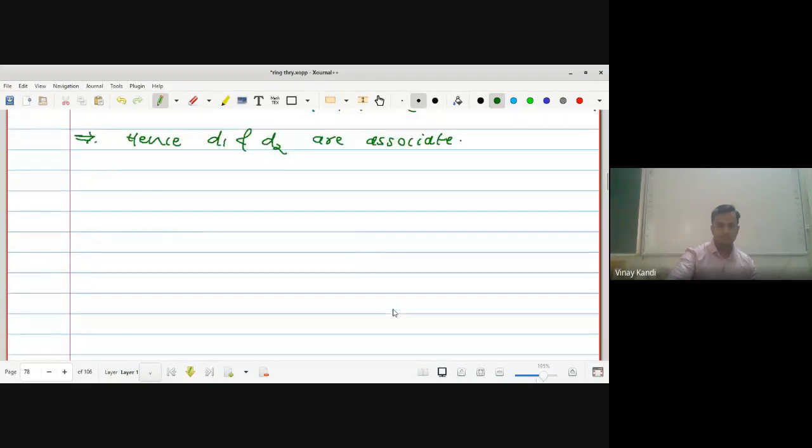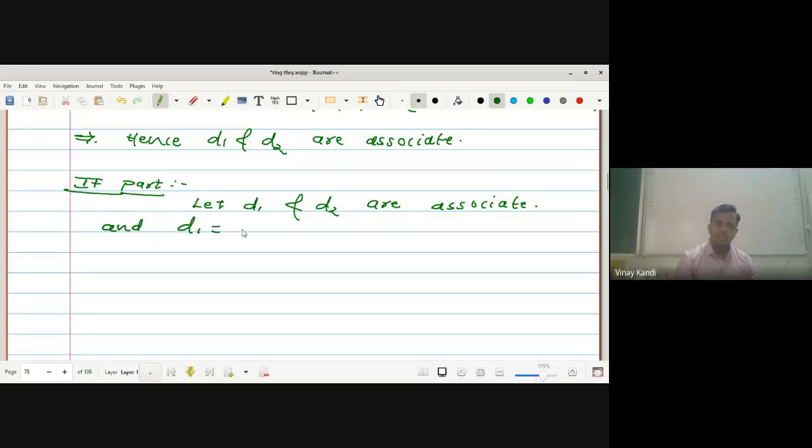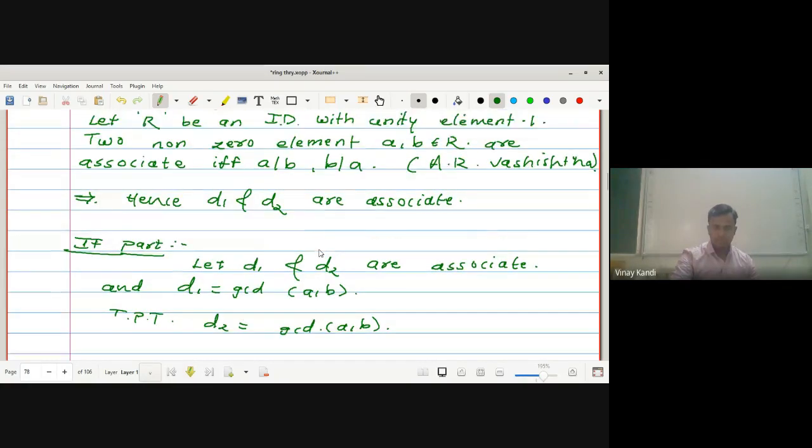Now the if part, the second part. Let D1 and D2 be associates, and also the given thing is D1 is equal to GCD of A and B. I have to prove that D2 is equal to GCD of A and B. Now look at it.